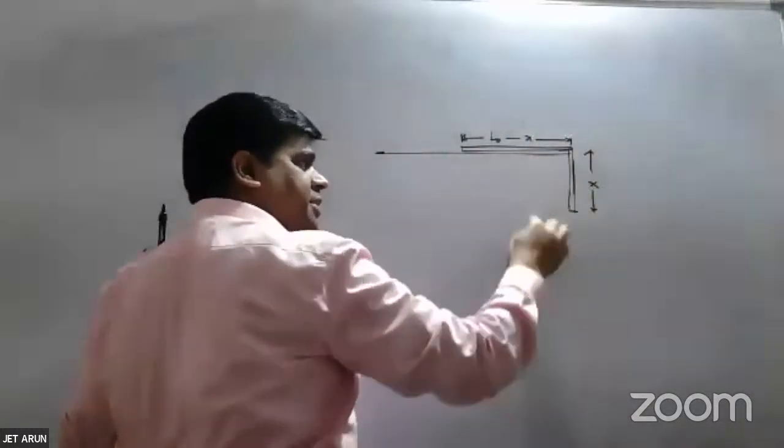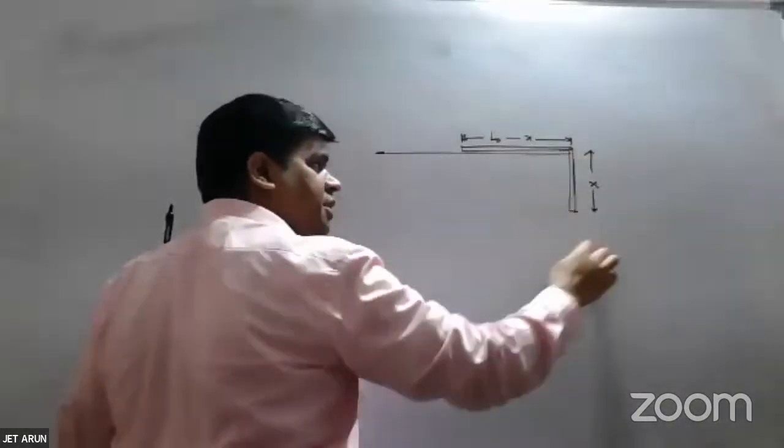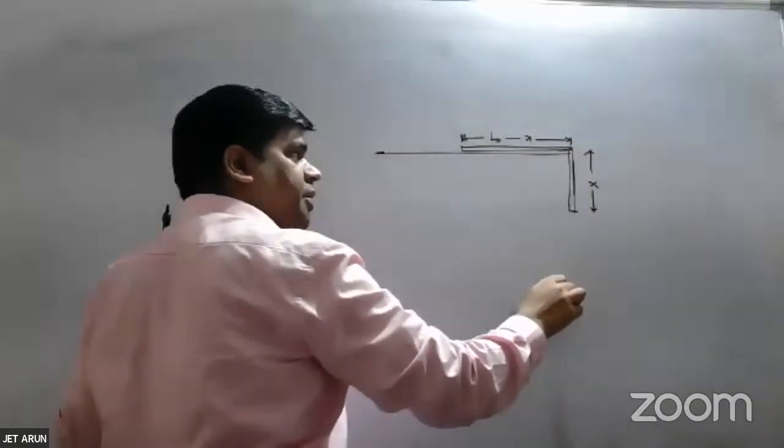This part is the external part, which is the external force pulling the string downward towards right.